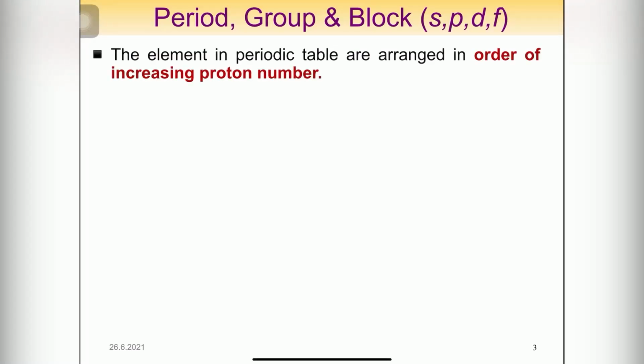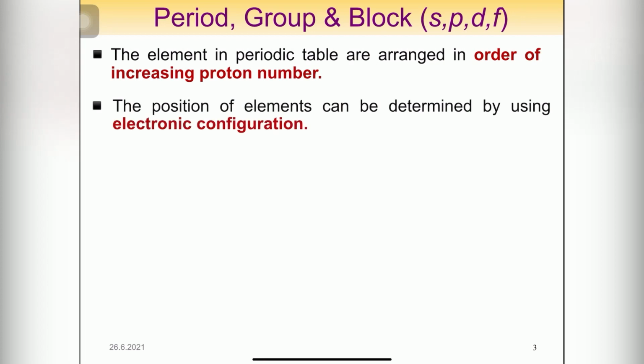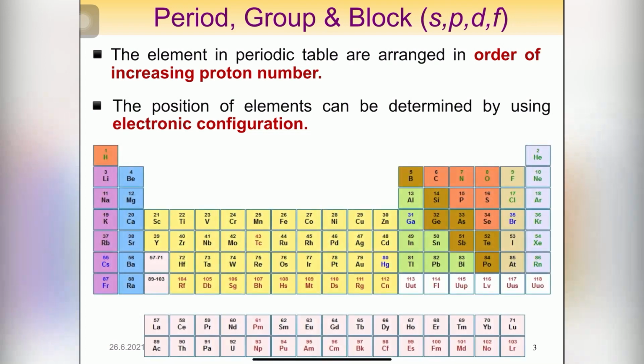The elements in the periodic table are arranged in order of increasing proton number, and the positions of the element can be determined by using the electronic configurations. This is how the elements in the periodic table are arranged according to the increasing proton number, and if you want to determine the positions of the element based on the electronic configuration.